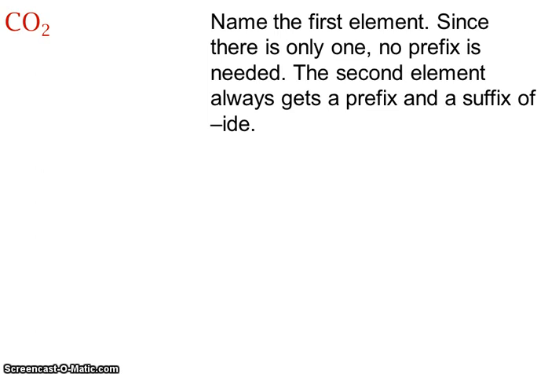So we looked at this example a second ago, CO2. So we named the first element. There's only one of them, so I don't need a prefix. That's carbon. And if I look at the second element, that's oxygen. There are 2, so it's di. And then we add "ide" to the ending, so 2 oxygens becomes dioxide.